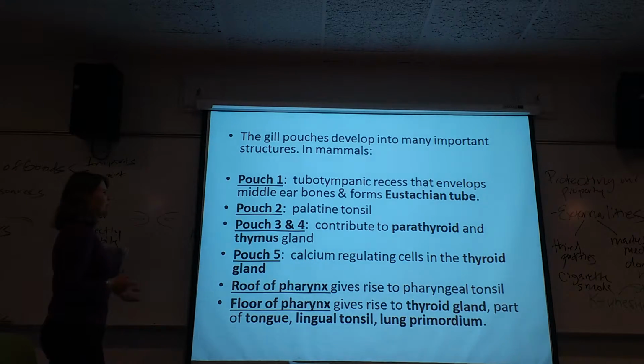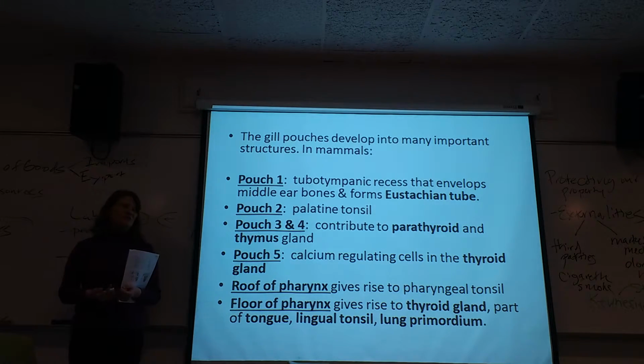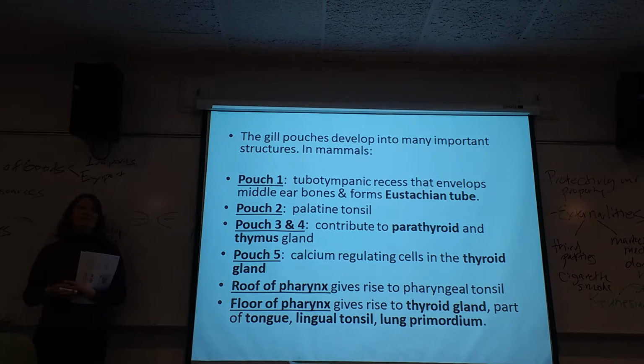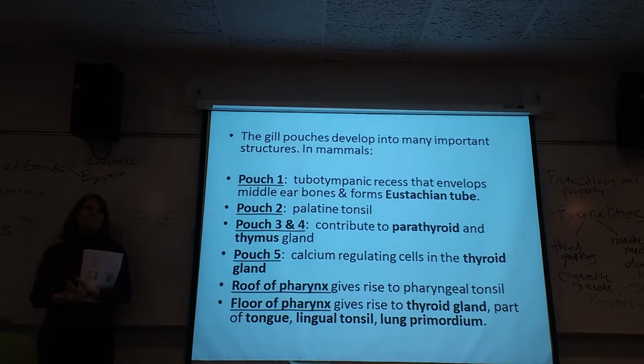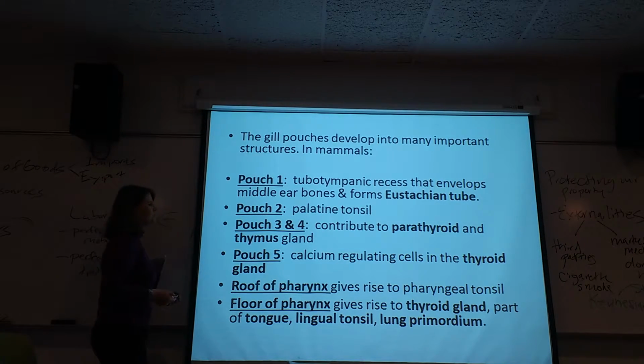So the first pouch actually forms what's known as the tubotympanic recess. And that's going to surround the middle ear bones and become the eustachian tube. The eustachian tube basically connects your pharynx to your ear. And it's the reason why, when you're flying on a plane, you have to swallow on takeoff sometimes or chew gum to pop your ear so that it doesn't hurt from the pressure. So the eustachian tube basically connects your ear with your pharynx.